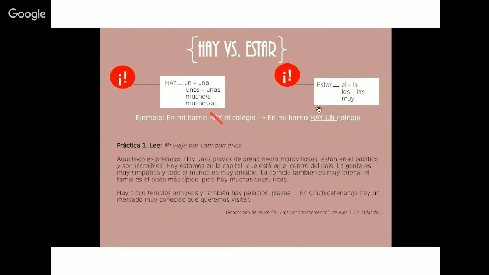And then we have estar. With estar we need the definite article because this is information that we mentioned before. Estar: el, la, los, las. Muy means very. Por ejemplo, en mi barrio hay el colegio. So, this is not possible. We cannot say en mi barrio hay el colegio, which means in my neighborhood there's the school. But we can say en mi barrio hay un colegio.